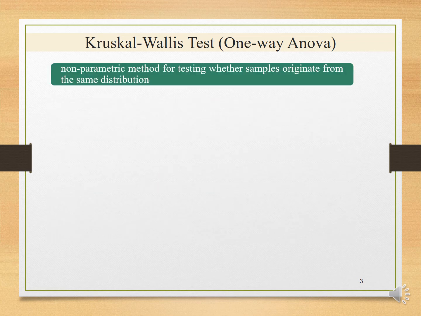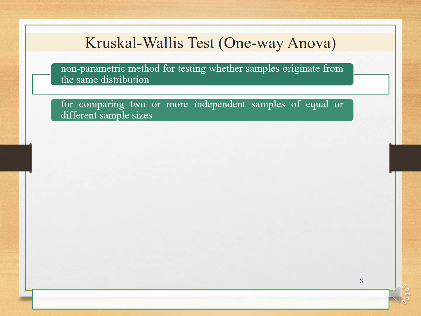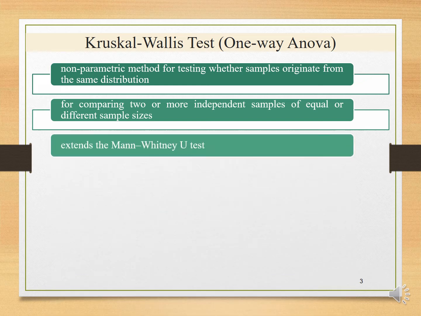The Kruskal-Wallis test by ranks, Kruskal-Wallis H test, named after William Kruskal and W. Allen Wallis, or one-way ANOVA on ranks, is a non-parametric method for testing whether the samples originate from the same distribution. It is used for comparing two or more independent samples of equal or different sample sizes. It extends the Mann-Whitney U test, which is used for comparing only two groups.